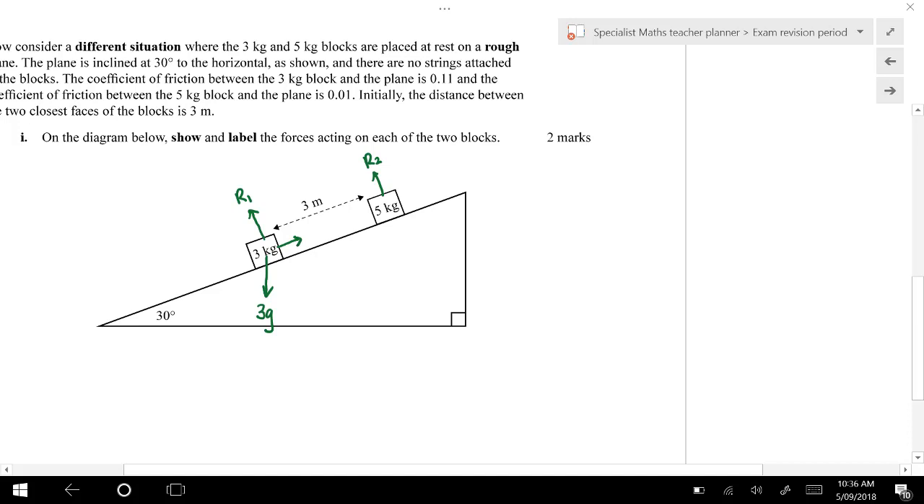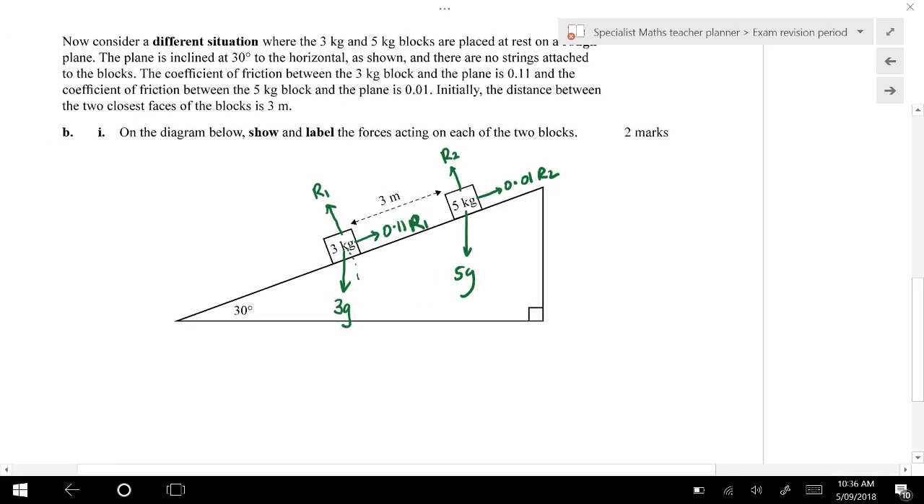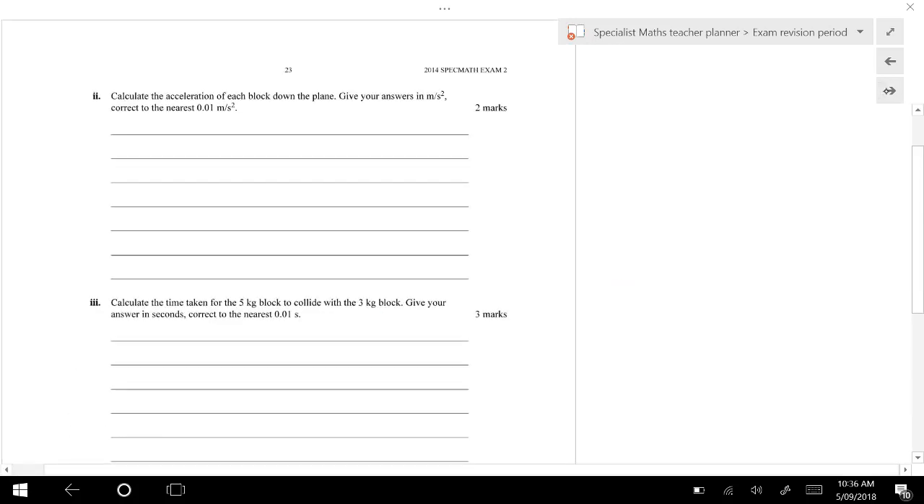Friction is opposing the motion. These things are sliding down the hill. So I'm going to call this 0.11 R1, and I'm going to call this 0.01 R2, and I'm going to call this one 5g. There you go. That will give you your 2 marks. That was done really poorly. I'm talking less than 50% of students got full marks, which shouldn't be the case. All right, now let's proceed.